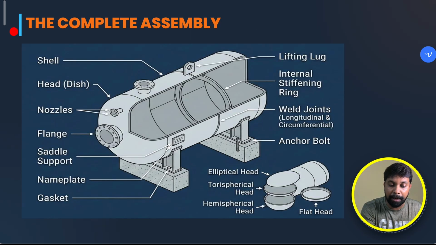In this slide, you can see the complete assembly of the pressure vessel. Here you can see the shells, heads, nozzles, flanges, saddle support, name plate, and gaskets. It will be available on the flanges. I have marked it wrongly, ignore it. And lifting lugs, internal and external stiffening rings, and anchoring bolts. In further slides, we can see each and every component in detail.